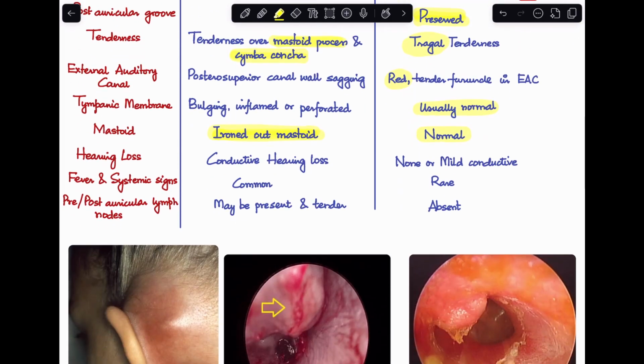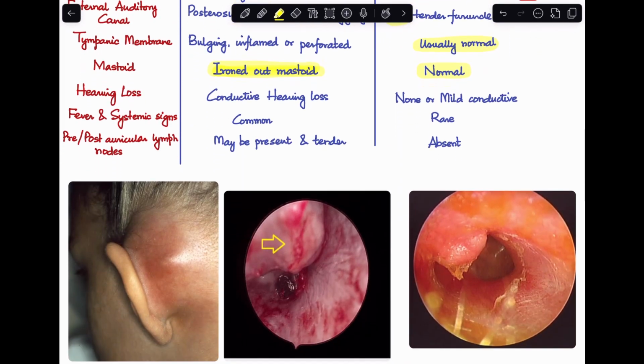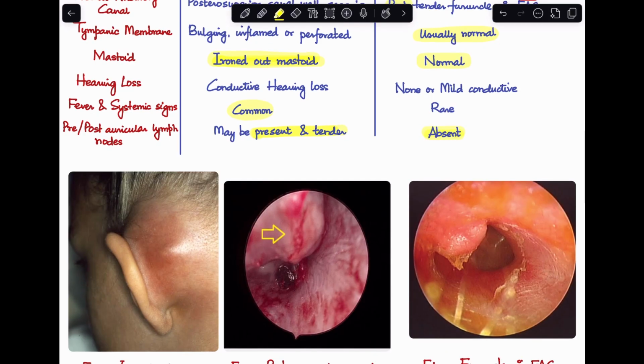Next is hearing loss. We see a conductive hearing loss definitely in mastoiditis, whereas mostly there is no hearing loss in furunculosis, or if it is indeed present, you'll see a mild conductive hearing loss. Fever and systemic signs are more of a feature of mastoiditis rather than furunculosis. And pre and post auricular lymph nodes can be present and tender in case of mastoiditis and absent in case of furunculosis. So these are all the differences between mastoiditis and furunculosis.